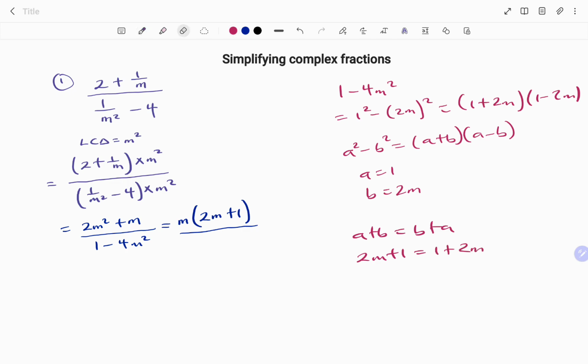So putting that back into my equation, I'm going to have in brackets (2m plus 1) and (1 minus 2m). This cancels. My final answer is, as my numerator, I have my m, and my denominator, I have 1 minus 2m. Let's look at the next example.